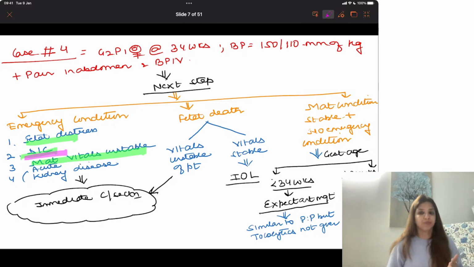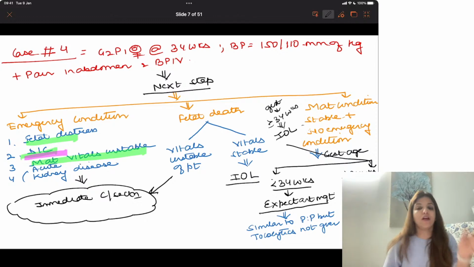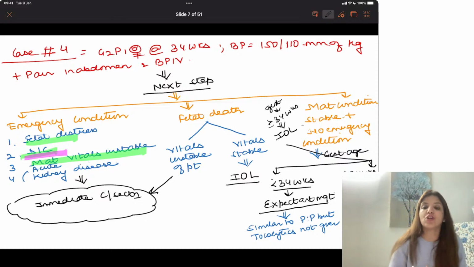Right? The other thing is, if this over here you cannot see, what I have written over here is if gestational age is more than or equal to 34 weeks, then you are going to go for induction of labor. So in case of placenta previa, always you go for cesarean section. In case of abruptio, it depends. If it is an emergency condition, cesarean section. If it is fetal death along with mother's vitals unstable, cesarean section. If it is fetal death but mother's vitals are stable, and if there is no emergency condition and gestational age is more than or equal to 34 weeks, you go for induction of labor. Right? So that is how you manage a case of abruptio.